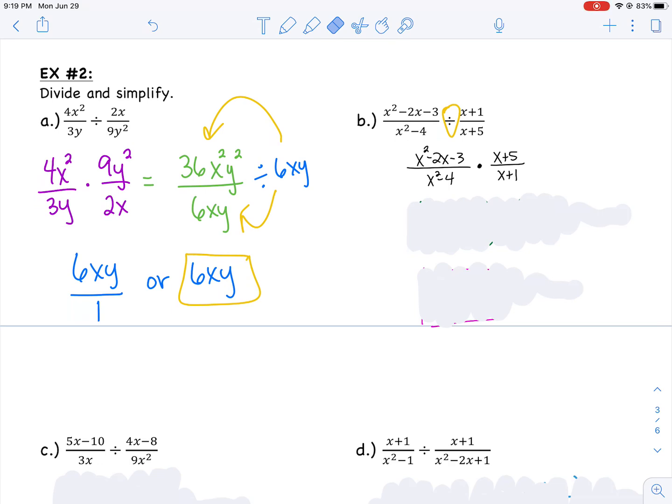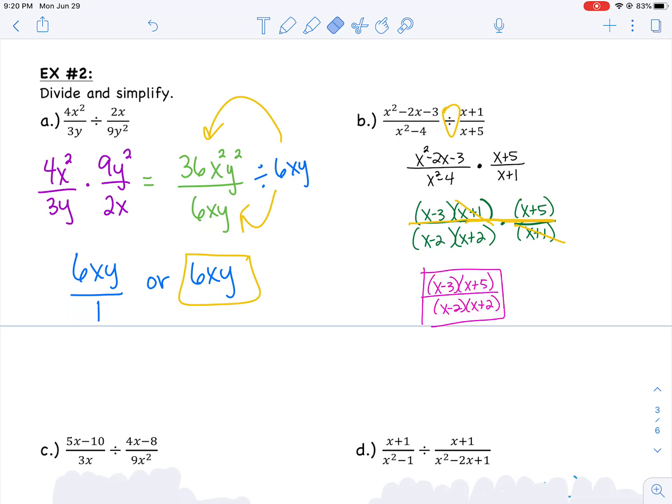So like we did in the first video, I can factor the numerator, factor the denominator into different factors. The top numerator is a basic factor, the denominator is a difference of squares, and then I can put my numerators with my numerators and my denominators with my denominators as long as I'm multiplying. Now I can try to reduce by looking for common factors. I noticed that the numerator had an x plus 1 and the denominator had an x plus 1. It doesn't look like there's any other common factors, so it looks like my final answer has an x minus 3 and an x plus 5 on the top. On the bottom I have an x minus 2 and an x plus 2. That's as reduced as I can get it.